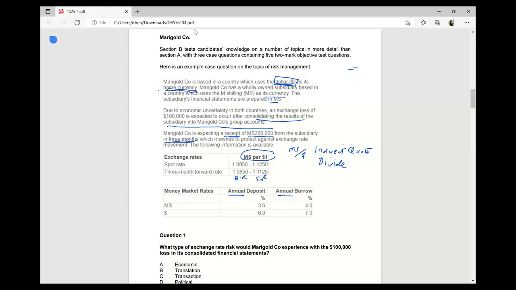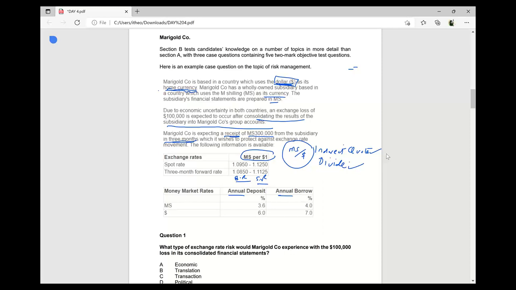Now exchange rates are given as shillings per dollar. So if you are given an exchange rate of shillings per dollar, dollar comes in denominator. When your home currency, dollar, is coming in denominator, you will know it's an indirect quote. You will divide to convert, and the two rates are given, spot today's rate and 3 month forward rate. The lower rates will be the buying rates, and the higher rates will be the selling rates.